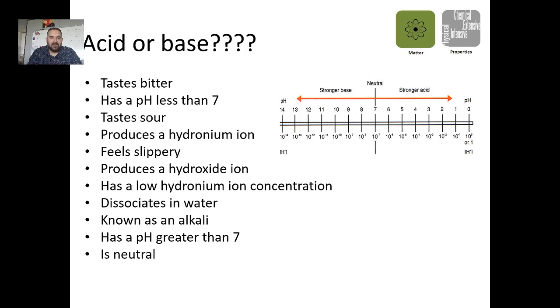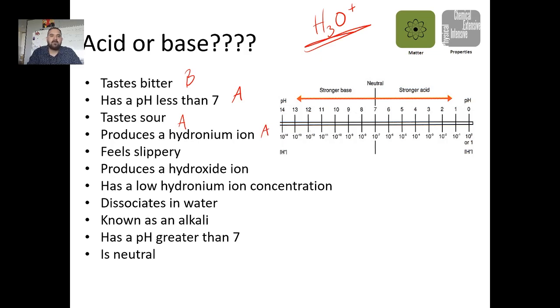We're not going to review this. Or do y'all want to? So tastes bitter is what? Base. pH less than 7. Acid. Sour. Acid. Produces hydronium. Base. Are you sure? HF. Acid. What is hydronium? It's an acid. All right, it's an acid. So hydronium is H3O plus, so acid.